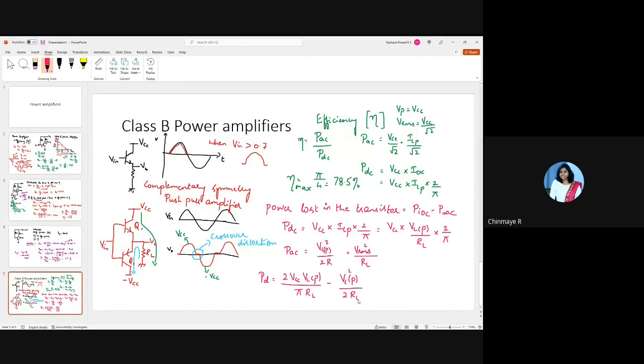Okay. Now, if I have to find out what is the value of VL of P for which the power dissipated in the transistor is maximum? Okay, now I have to find out what is this value of VL of P for which the power dissipated in the transistor is maximum. Then what do you think I should do with this equation? How will I find that out?